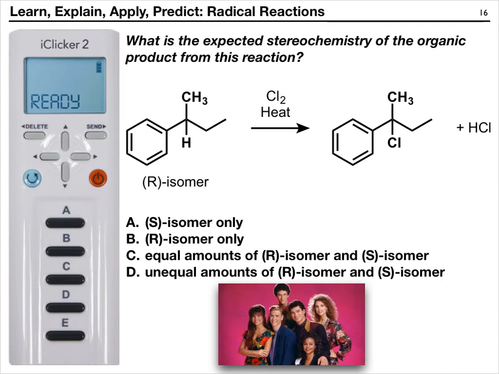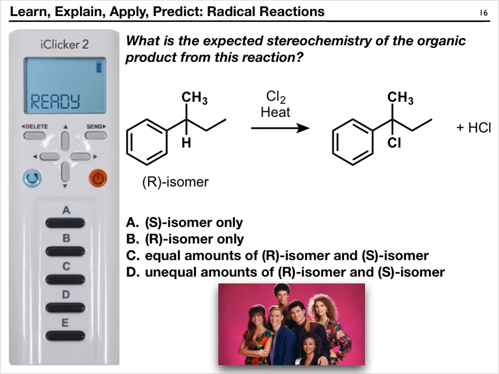So the answer is C, because when the chlorine radical abstracts this, you're changing from sp3 to sp2 hybridized carbon, where the radical is residing in the p orbital, which is achiral. When you complete the rest of that mechanism, the chlorine can add from the top face or the bottom face to get you equal amounts of R and S.